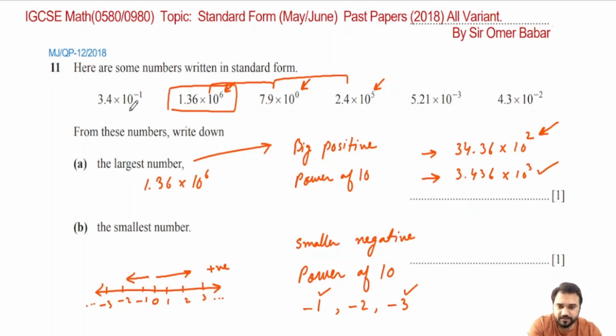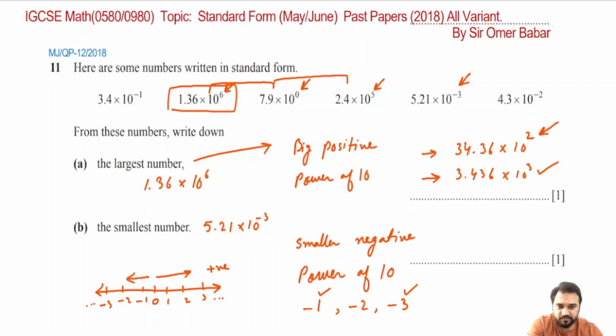So in our question, which one is the smaller one? -1, 6 is positive, 0 no, 5 no, -3 and -2. So we have -1, 0, -3 and -2. More negative value means the smaller one. So we have -3. This is our smallest number. I'm going to write 5.21 into 10 raised to power -3. So this is our smallest number among all the numbers.